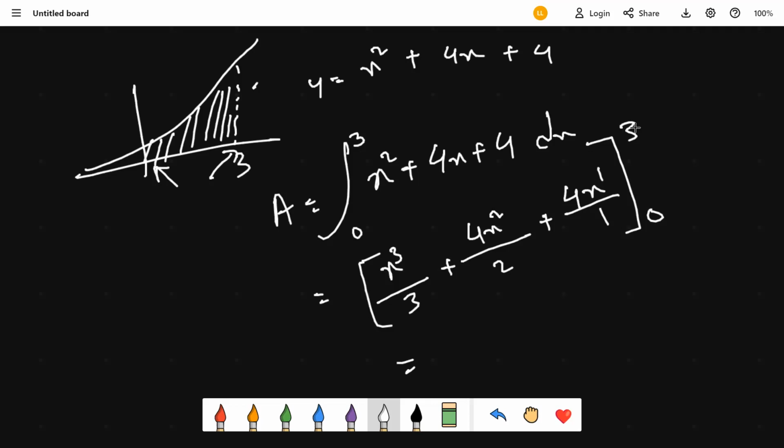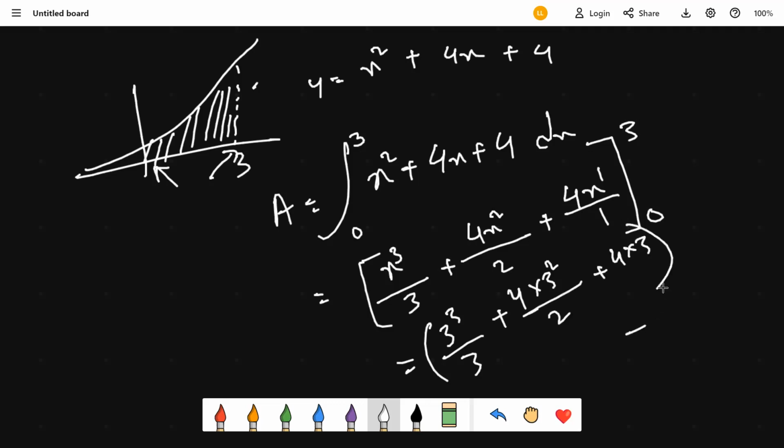Finally, we will just place these limit values in each of the terms individually once. So 3 cubed over 3 plus 4 times 3 squared over 2 plus 4 times 3 minus 0 cubed. 0 cubed means that is a 0, so 0 over 3 plus 4 times 0 squared, that means that's also 0 over 2. And we have plus 4 into 0, that means that's also 0, so we can simply write 0 here.